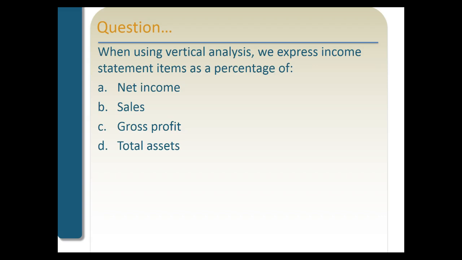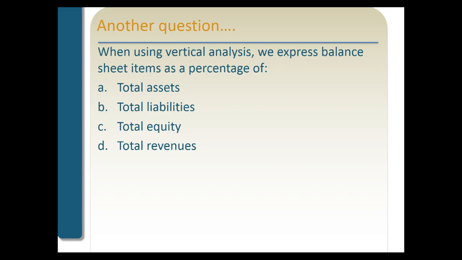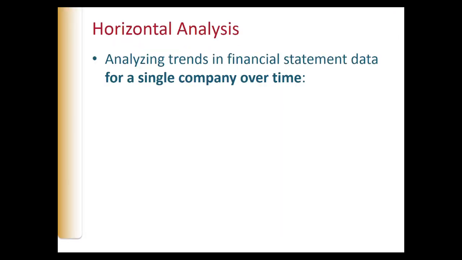When using vertical analysis, we express income statement items as a percentage of what? We just looked at that. I hope you get it. Each item in the income statement is expressed as a percentage of sales. Next, when using vertical analysis, we express balance sheet items as a percentage of what? Total assets.